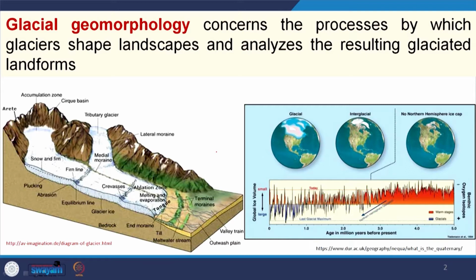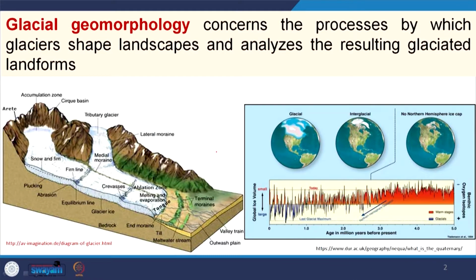So, glacial geomorphology concerns the process by which glaciers shape landscapes and analyze the resulting glaciated landforms. Glaciers shape the landscapes, they erode the landscapes, they transport the material from one place to another, and they deposit where the glacier melts. So, they change the earth surface, in particular the higher reaches and higher latitudes. They change the topography due to glacier effect.